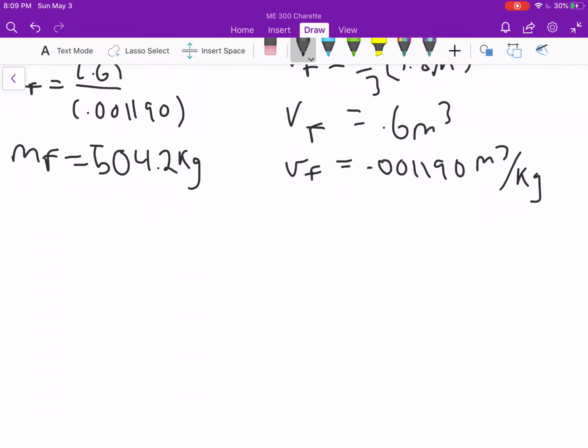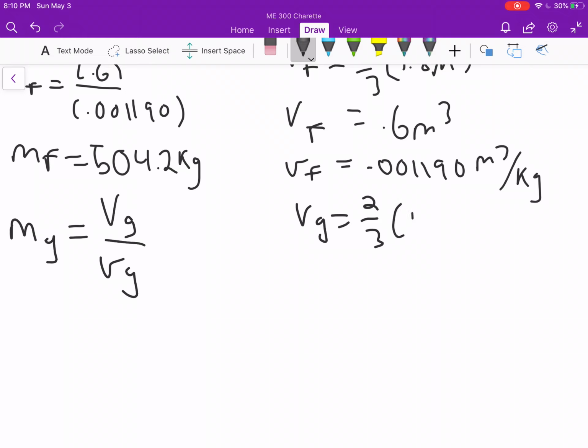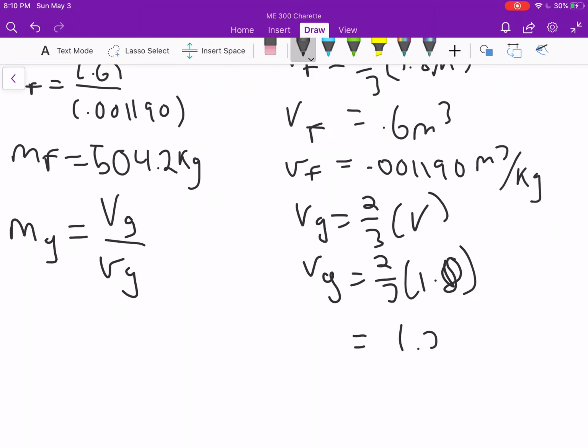Now we're going to repeat this process for our gas. So our mass of our saturated vapor is going to equal the volume of the saturated vapor over the specific volume of the saturated vapor. Since we know 1/3 of the total volume is saturated liquid, it goes to stand that 2/3 of the total volume, the rest, is going to be saturated vapor. So our saturated vapor volume is going to be 2/3 of 1.8 meters cubed. That's going to equal 1.2 meters cubed.